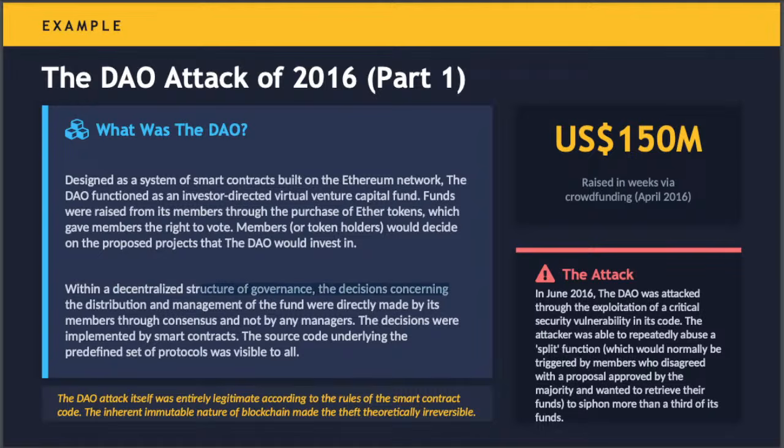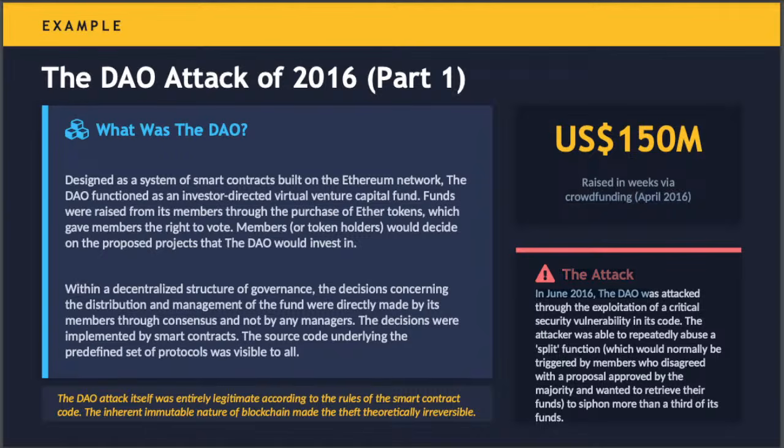It had a decentralized structure of governance. The decisions concerning the distribution and management of the fund were directly made by its members through consensus and not by any managers. The decisions were implemented by smart contracts. The source code underlying the predefined set of protocols was visible to all. So let's look at this. In US dollars, $150 million was raised in weeks via crowdfunding in April of 2016.